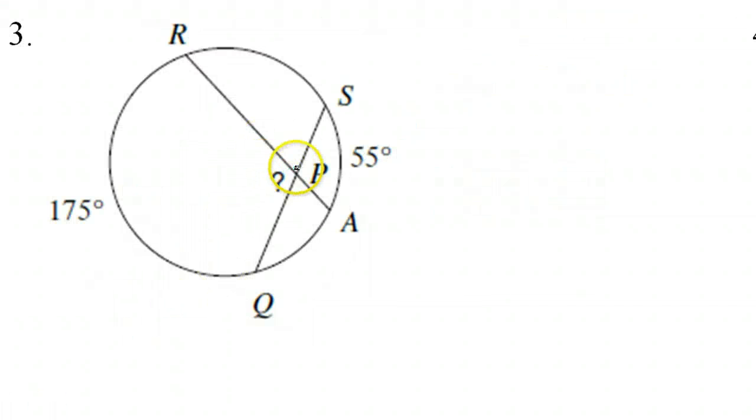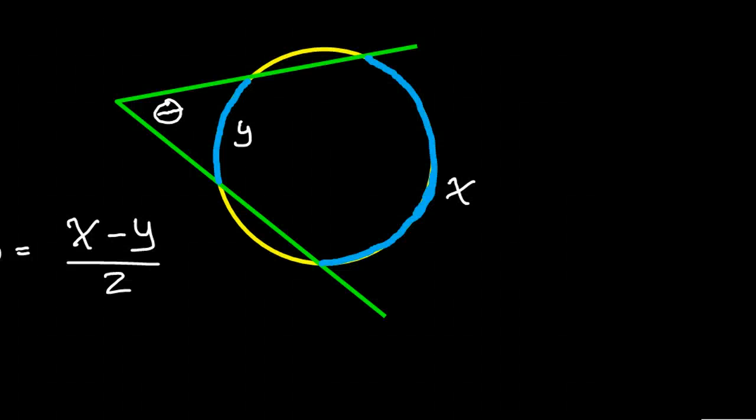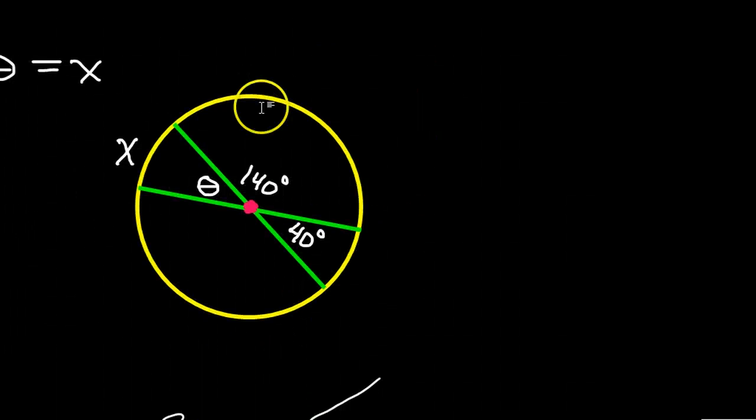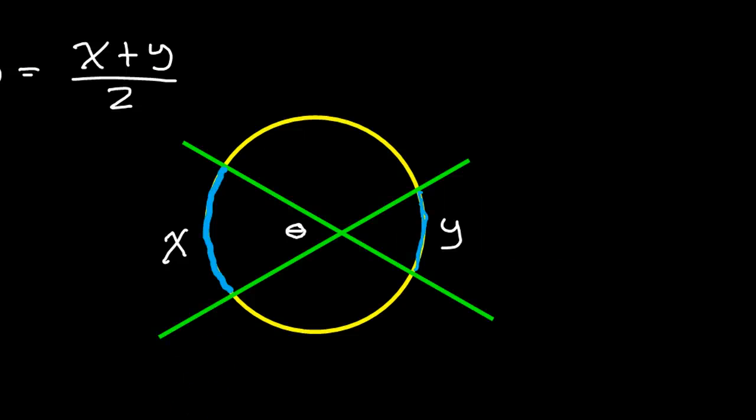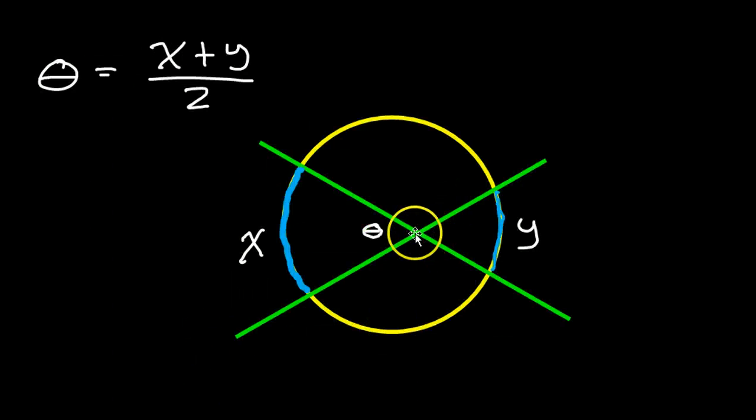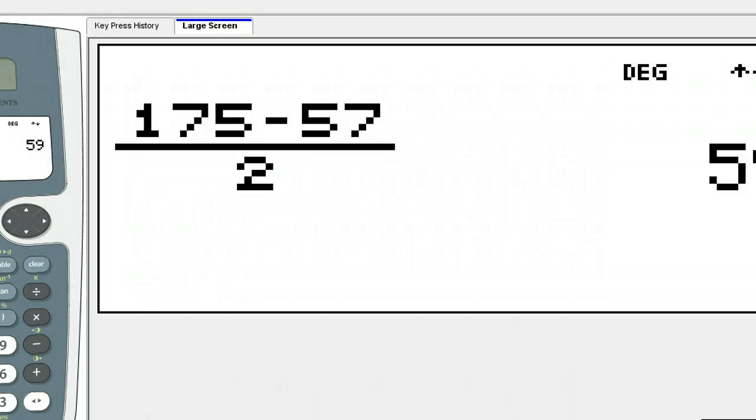Number 3 is a little different. This is one that's inside the circle. So when it's inside the circle like this, that's going to be this formula right here, where the angle is equal to arc plus arc divided by 2. Angle equals arc plus arc divided by 2.